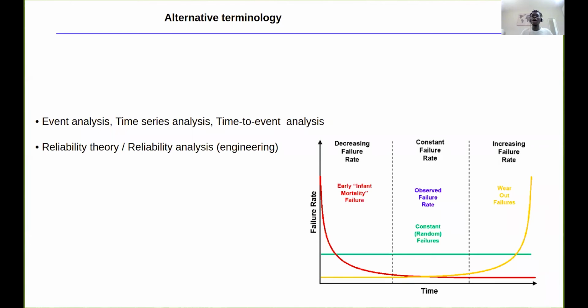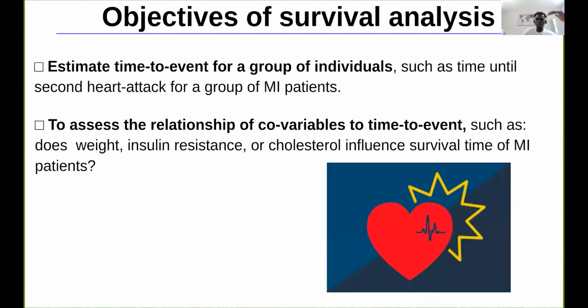So let's just move on. We have other alternative terminology for survival analysis. We have time series analysis, we have event analysis, and then we have reliability analysis. Reliability engineering is actually a subdomain of systems engineering, whereby we take into account machines and the effect of machines. Reliability analysis is just taking into account the time to failure of a machine.